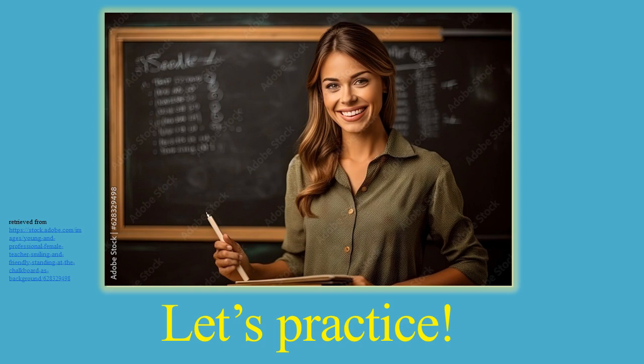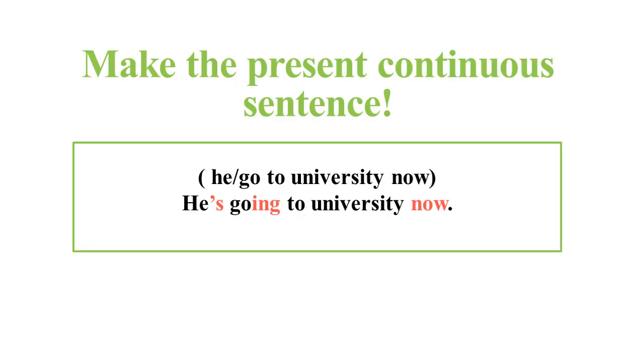And now it's time to practice. So, I want you guys to make a present continuous tense sentence with the words that you will see. They will be dashed, those words that are in front of you. For example, he go to university now. So, you need to make a present continuous tense sentence out of these words, as in the example, he's going to university now. So, you need to pause the video first, then make the sentence, then continue watching the video to check whether you were right or not.